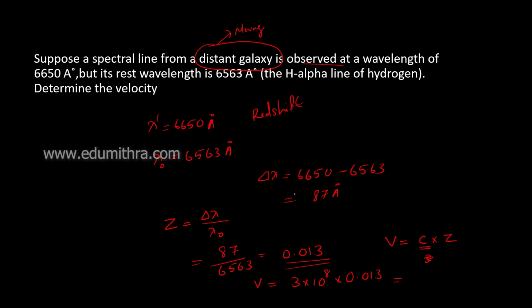Now, since the redshift is actually delta lambda by lambda 0, here it is angstrom, here it is angstrom. That is 10 raised to minus 10 will come here, 10 raised to minus 10 will come here, they will be cancelled out. So there is no need to change the units. So leave it. So what is the final answer? 3 into 10 raised to 8 into 0.013.